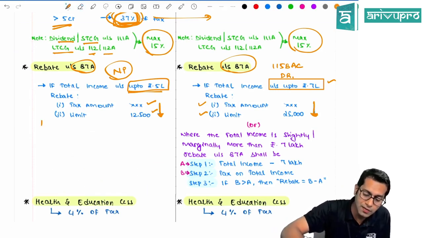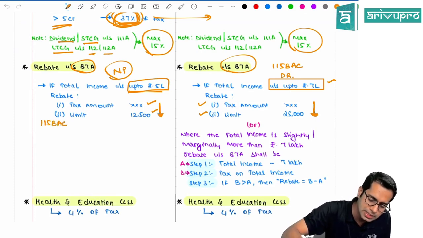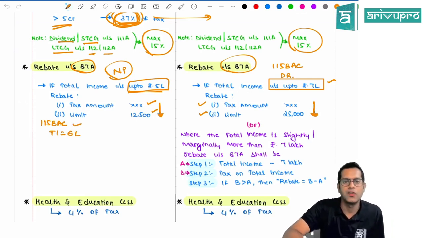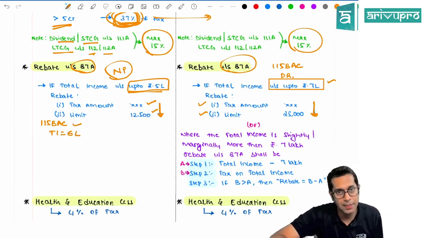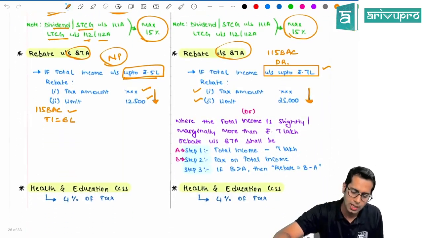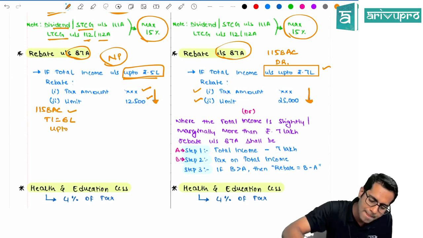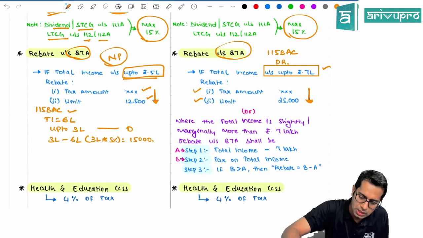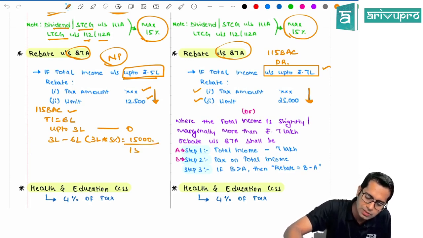Sir, what if it is 115BAC and my income is 6 lakhs? Say my total income is 6 lakh rupees and I am following the provisions of 115BAC. Now calculate the tax liability. Up to 3 lakhs, nothing. And from 3 lakhs to 6 lakhs, it is 5%. So up to 3 lakh rupees, I don't have to pay any tax. On the additional 3 lakhs, I'll have to pay tax of 5%. 3 fives are 15,000 rupees. So the total tax liability which I have to pay is 15,000.